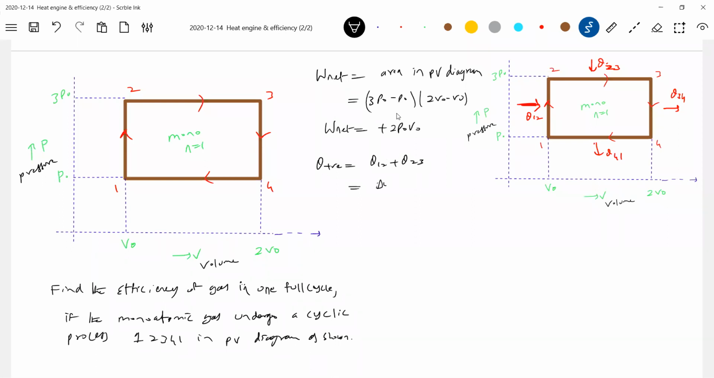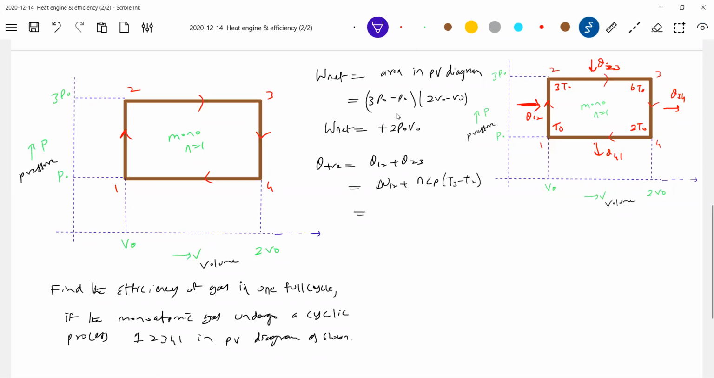Delta U for 1, 2, and for 2, 3 this should be n Cp delta T. So what is the change in internal energy of the gas in that particular process? We don't know the temperature. Okay, what to do now? As it is an ideal gas, let's say the temperatures are T naught, 3 T naught, 6 T naught, 2 T naught. How can I write this?